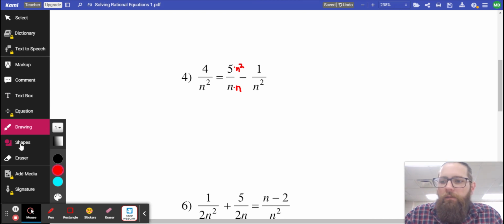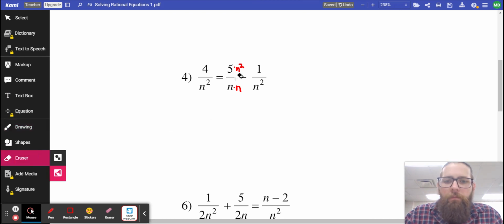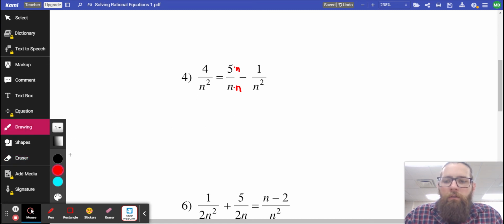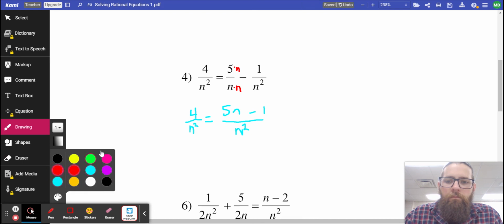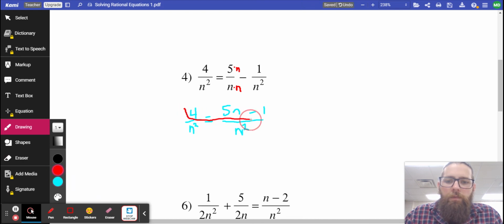Oops, I didn't mean to do that n squared up there. Boom. Okay, so now I've got 4 over n squared equals 5n minus 1 over n squared. Just look at the tops and say 4 equals 5n minus 1.